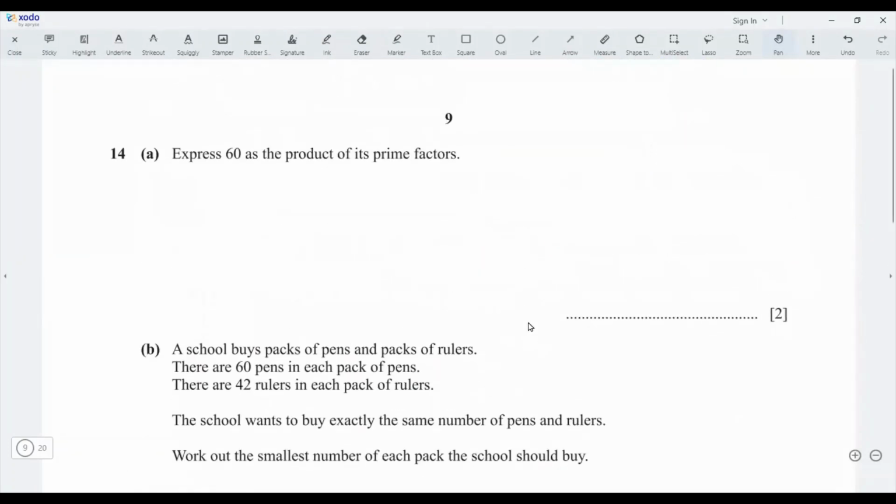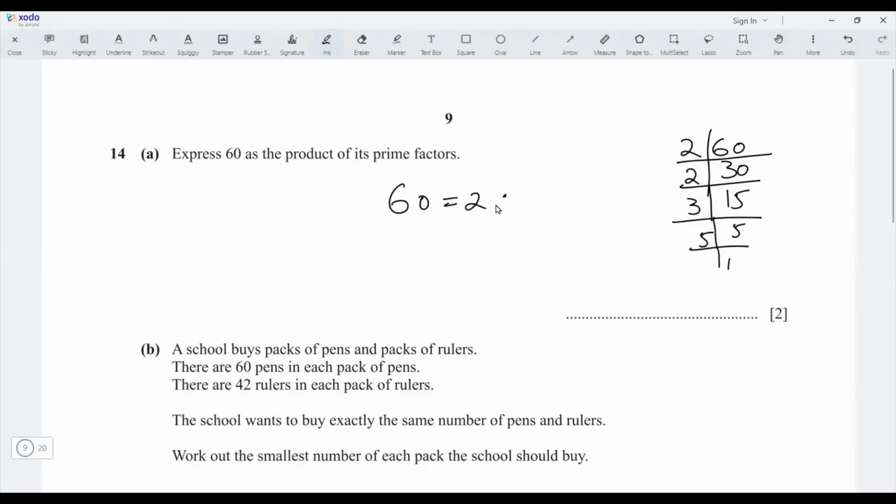Question number 14. We have to express 60 as the product of prime factors. So we have to do prime factorization like this. So 60 is an even number, divided by 2 is 30, and again divided by 2 is 15. So now 3 is the smallest prime number that divides 15. So 3 times 5 is 15, and then 5 divided by 5 is 1. So 60 is basically written as 2 times 2 times 3 times 5.